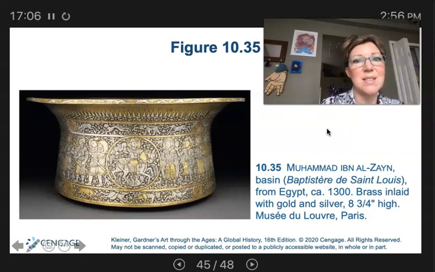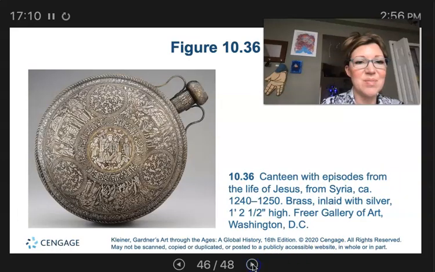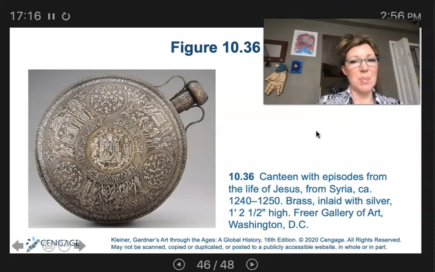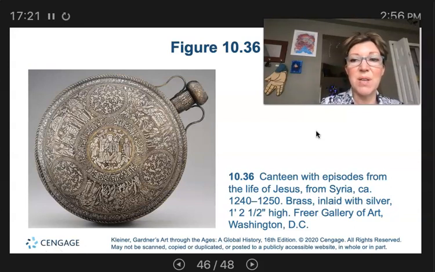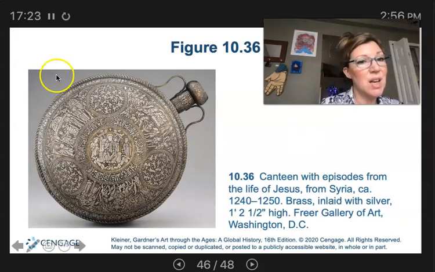This is a basin, so just like a bowl. And a canteen. How about that? Keep that in your pocket. It has episodes. These narrative scenes have on this brass vessel appear counterclockwise, so you would read it backwards to the way we would read it today.